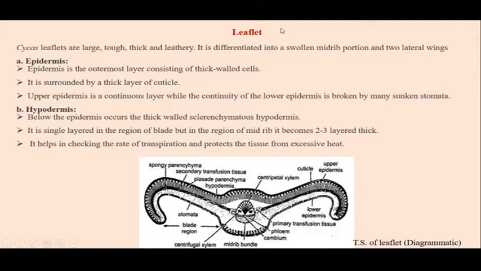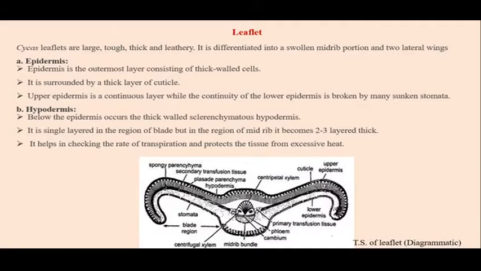Next is the anatomy of the leaflet. Cycas leaflets are large, tough, thick and leathery. It is differentiated into a swollen midrib portion and two lateral wings. Outermost is the epidermis and it consists of thick-walled cells. The epidermis is surrounded by a thick layer of cuticle. The upper epidermis is continuous while the continuity of the lower epidermis is broken by many sunken stomata.